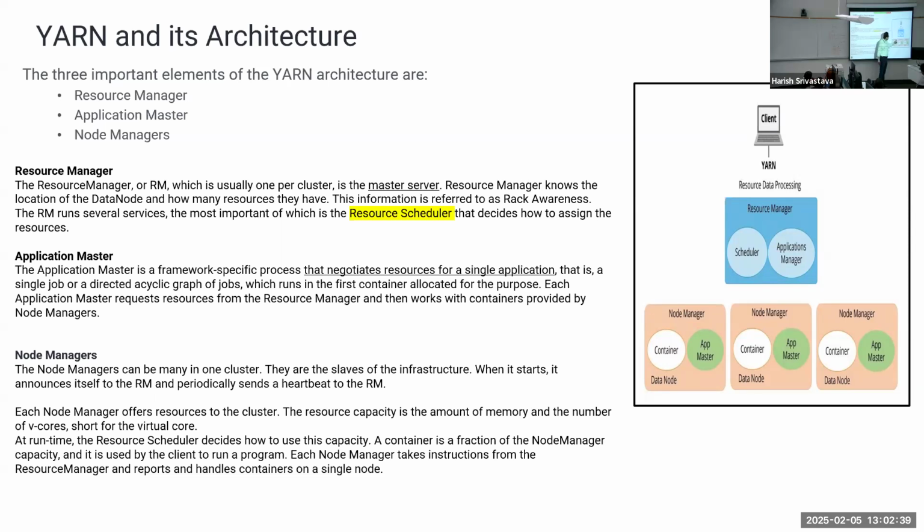So the application master's application gets resided in the data node or the slave machine. Now it gets resided. It is not going to sit there. It will do something, right?